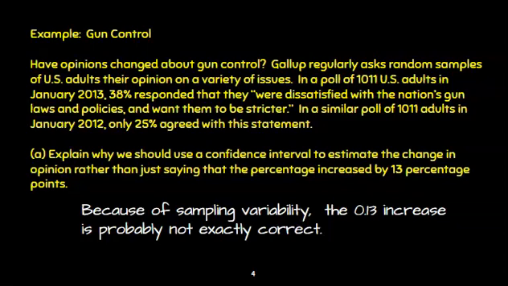So it looks like the proportion has increased, right? Well, let's just see. Explain why we should use a confidence interval to estimate the change in proportion rather than just saying that the percentage has increased by 13 percentage points. Well, it's because of sampling variability. We've discussed this, that one sample may be different than another. So I've taken one sample from one year, one sample from the next year, and those two samples indicate an increase, but that may not be exactly correct. I'd have to do it over and over and over to know for real. So because of that, I just do a confidence interval to give me a range of values that it could be.